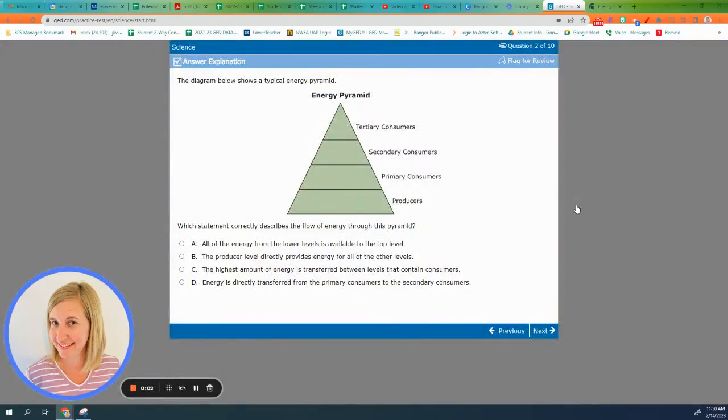Hi GED students, today we're going to look at question 2 of our practice test questions for science. This question talks about the energy pyramid, and you can see here we have a drawing of a pyramid with labels that show us the different levels. So let's take a minute to talk about what exactly an energy pyramid is. This is a way of representing the energy that flows from one organism to another in a food chain.